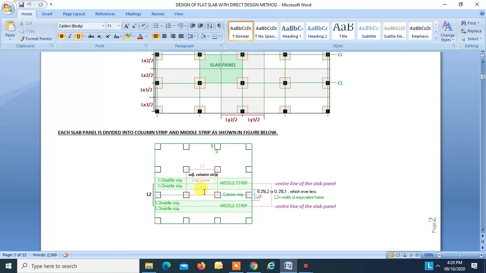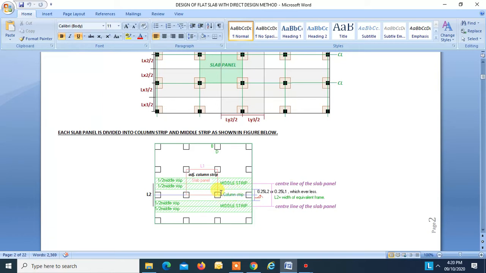Middle strip is a design strip whose width is equal to 0.25 L2 but not greater than 0.25 L1, and this strip is on both sides of the center line of the column. Okay, this should be 0.25 L2 or 0.25 L1, whichever is less. Similarly, this also. Okay, so this makes the column strip.